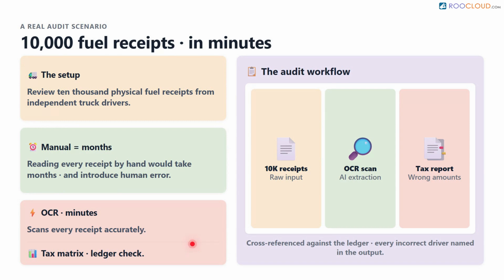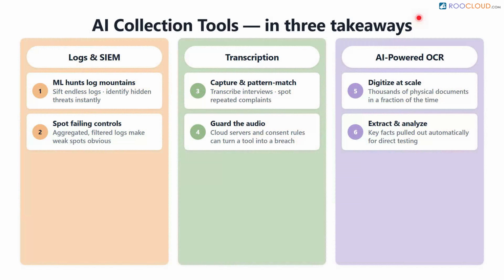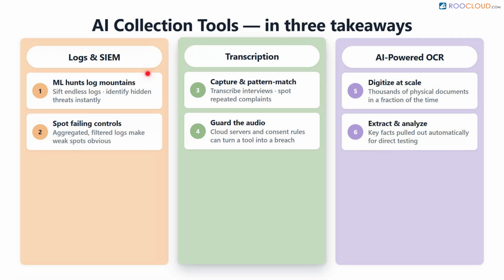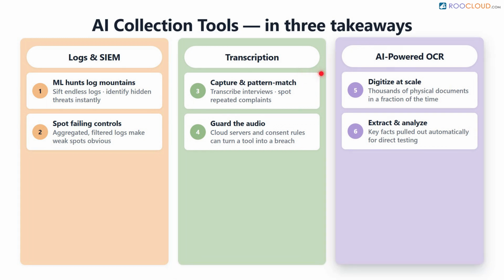Let us quickly recap our key takeaways. Audit departments are transforming their evidence gathering by utilizing smart collection tools. We rely on security information management systems to instantly sift through endless computer logs to identify hidden threats. We also use transcription software to document interviews, but we must rigorously protect against the privacy and legal risks of processing that audio on external servers. Finally, artificial intelligence has supercharged optical character recognition, allowing us to perfectly digitize, extract, and analyze data from thousands of physical documents in a fraction of the time.